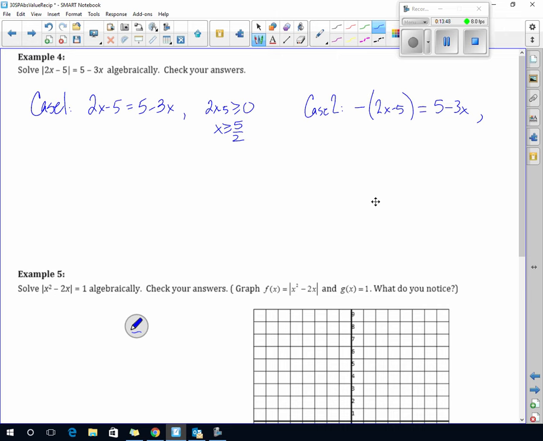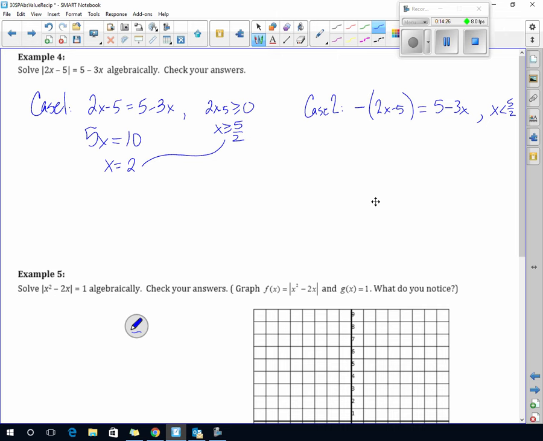Okay, so we know how to solve this one here, right? Move the x's to one side, the constants to another side. So I move the negative 3x over, I get 5x. If I move the minus 5 over, what do I get? 10. So what does x equal? 2. Is that true? Is 2 greater than, what is 5 over 2? It's 2.5, so we would reject this.